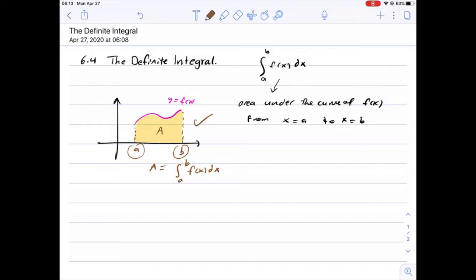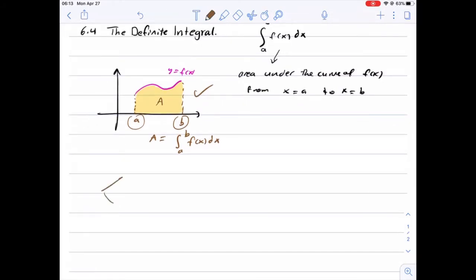Okay. Now we have two cases. If the function f of x is greater than or equal to 0, that means the function is non-negative. For example, the area is this. Here the function is above the x-axis, so it's non-negative. So to find this area, we just find the integral from a to b of f of x dx. So area is represented as an integral.